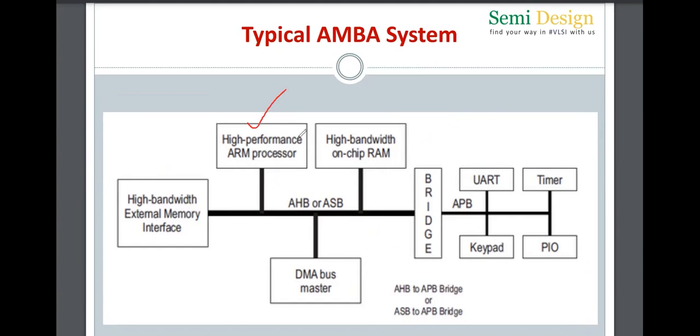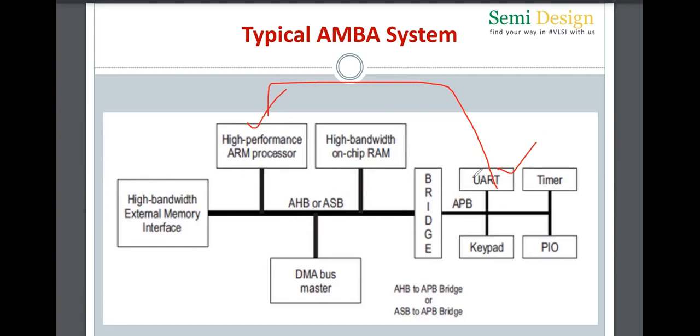How can the processor communicate with the UART, when the processor has high speed, high performance, and high bandwidth and works at high frequencies, but the UART works at very low frequency? How can we match these two? By using a bridge. In the middle, there will be a bridge, for example AHB to UART.